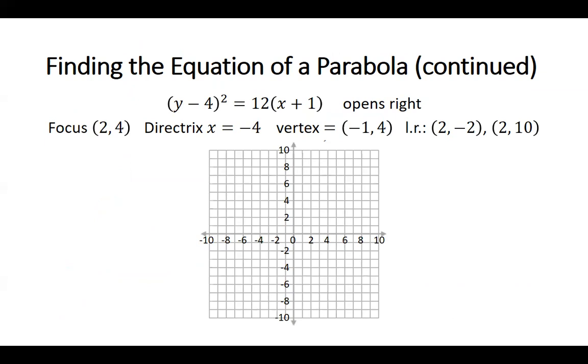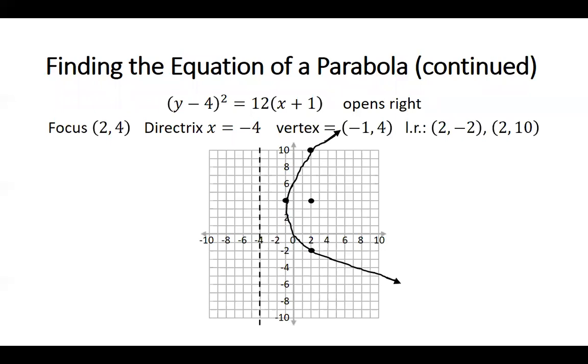So now we're going to start plotting them. The focus is at 2, 4. Directrix is at x equal to -4. The vertex, -1, 4. 2 points on the latus rectum, 2, -2, and 2, 10. And then here you get to see what a graph looks like when I do it by hand using the computer. And we get our parabola that looks something like this. I ran out of space on the top. That's why it doesn't balance out going as far. But that's the basic idea.